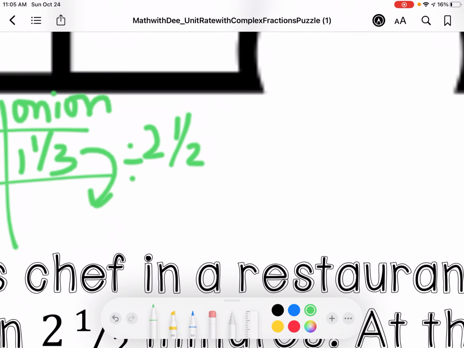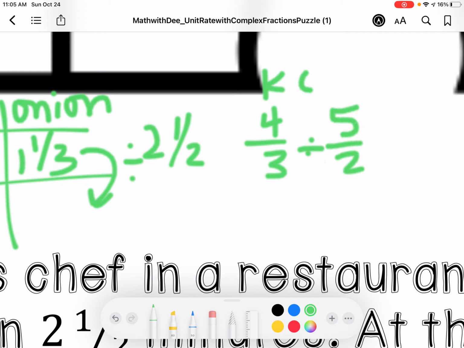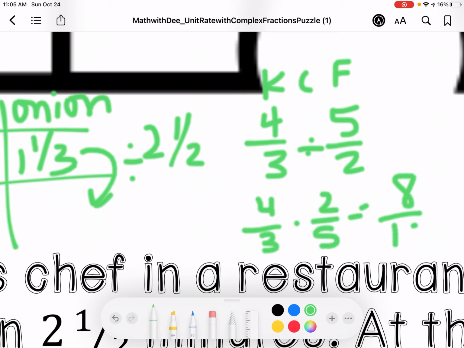So 1 times 3 is 3, plus 1 is 4. So I have 4/3 divided by 2 times 2 is 4, plus 1 is 5, 5/2. So I'm going to keep, change, flip. So that's 4/3 times 2/5, which leaves me with 8/15. So he can cut 8/15 of an onion in 1 minute.